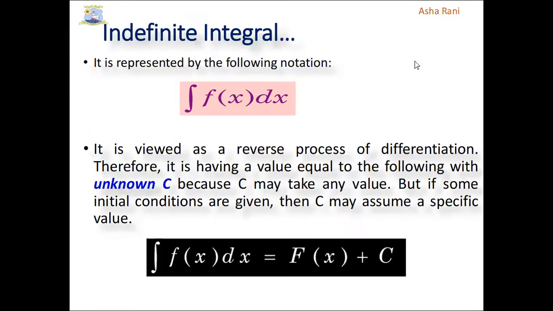So this is the indefinite integral. It is represented by the following notation: integration of f of x dx. It is viewed as the reverse process of differentiation. Therefore, it has a value equal to the following with unknown c. That means after completing the integration, we get the original function, then we have to add a constant c. And c is the constant, you must know.